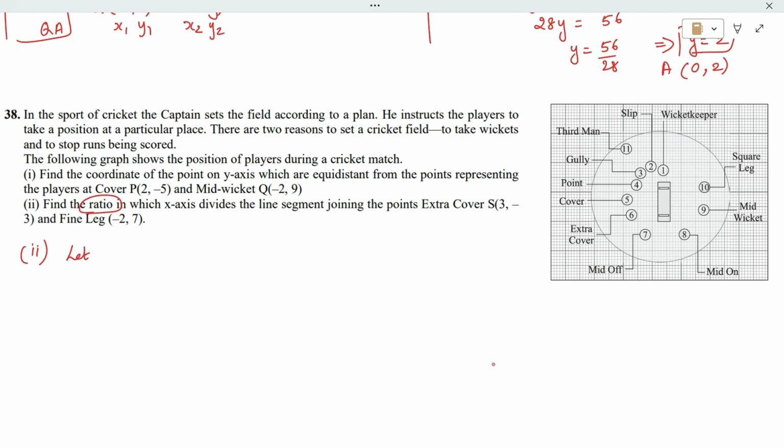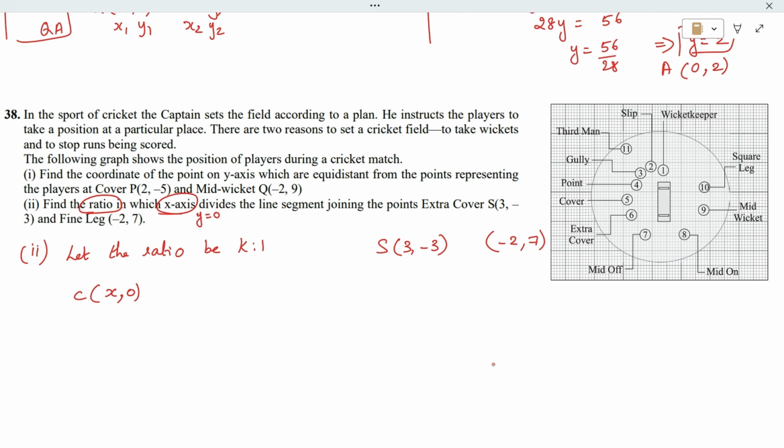Whenever they are asking me to find the ratio, let the ratio be k is to 1, isn't it? In which the x-axis divides a line segment. So if it is the x-axis, then I have to use the section formula. Here I know y is equal to 0, right? So let me take any point as C, where y is 0, so x will be x, y will be 0. So this is going to divide the segment between the points (3, -3) and (-2, 7).